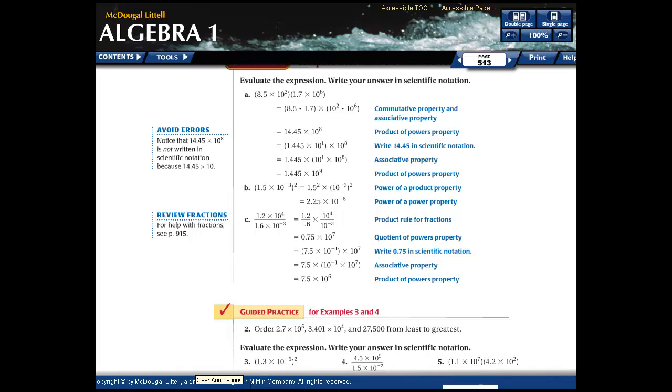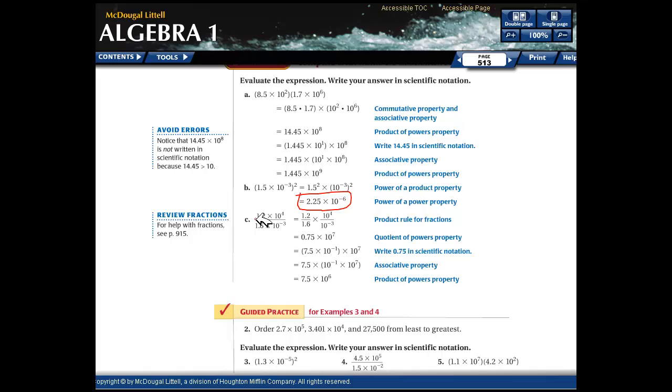Next one. 1.5 squared is 2.25. 10 to the negative 3 squared, I'm raising a power to a power, so just like I did in 8.3 and 8.2 and 8.1. Raise a power to a power, you multiply. So that's the reason why that's 10 to the 6th. This is proper scientific notation, so I'm done.